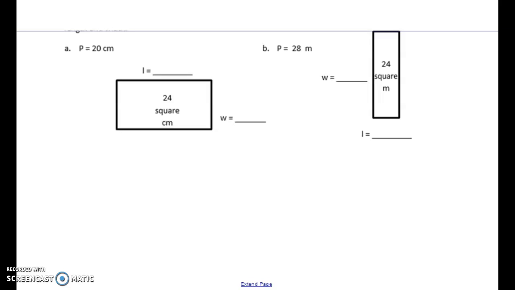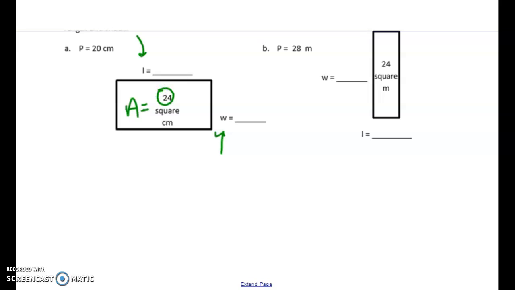All right, so today we're going to continue working with area and perimeter. And we got two small little problems here. So this first one, A, our perimeter is going to be 20 centimeters. If our perimeter is equal to 20 centimeters, our area is equal to 24 square centimeters. So we have to start figuring out what two numbers, with our length and our width, would get us an area of 24 square centimeters.